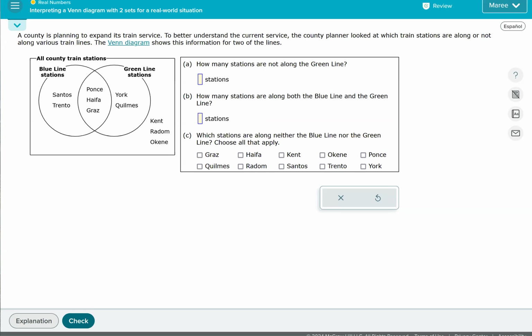So this is talking about train service. Here's all the county train stations. There's a blue line station, green line station, and then we have 3 stations that are not on the blue or the green line at all.